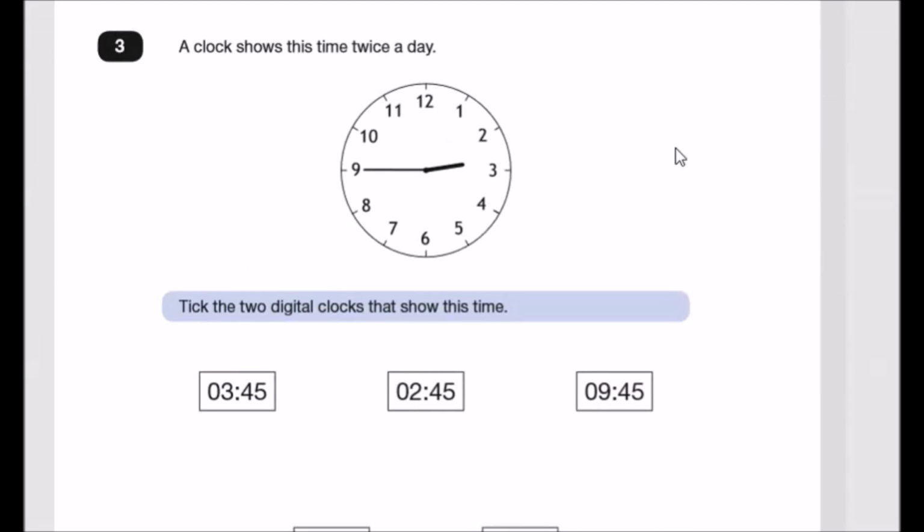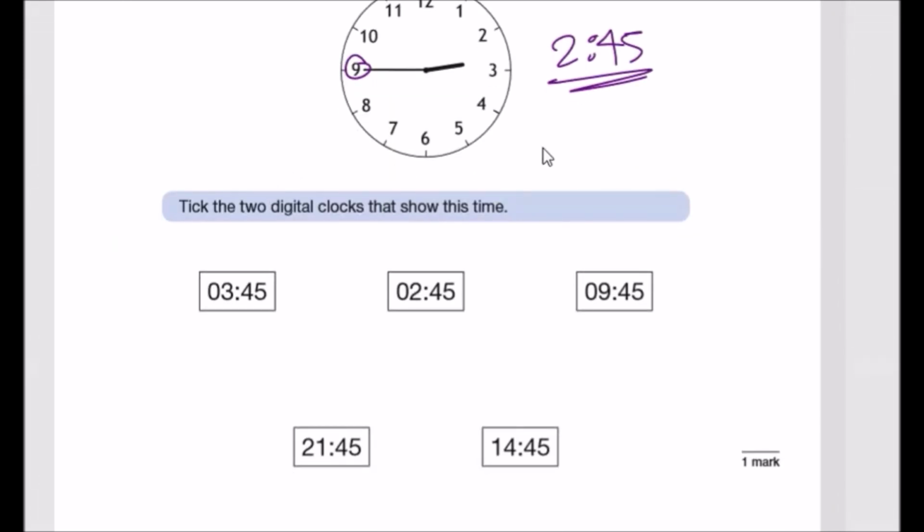Number 3. A clock shows the time twice a day. Ooh. So currently this clock is showing what? So if you know your clocks, this is between 2 and 3, but it's close to 3 p.m. So this is actually 2, and then on the minute side, it's over here, so 45. Take the 2 digital clocks that show this time.